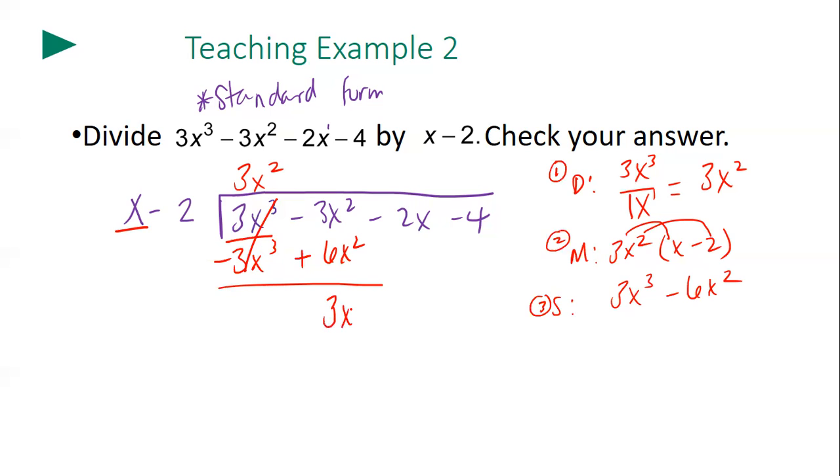Why is it a positive? When you subtract, minus a negative turns it into a positive. A negative and a negative makes a positive. And then the fourth step is to bring down. That's your B. And then you're going to repeat the process again.